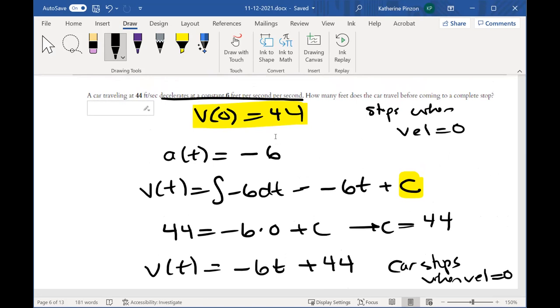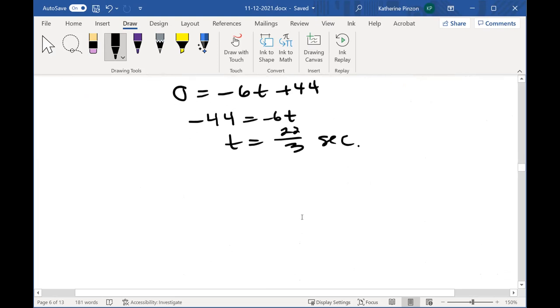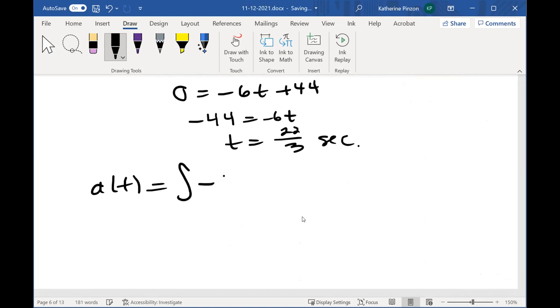So it starts at time 0 and it ends when? When the velocity is 0. That was 22 over 3, right? If I want to find out how far I went, what can I do? All right, put that into the distance formula. Sure. Okay, how do I find the distance formula? Antiderivative of the velocity.